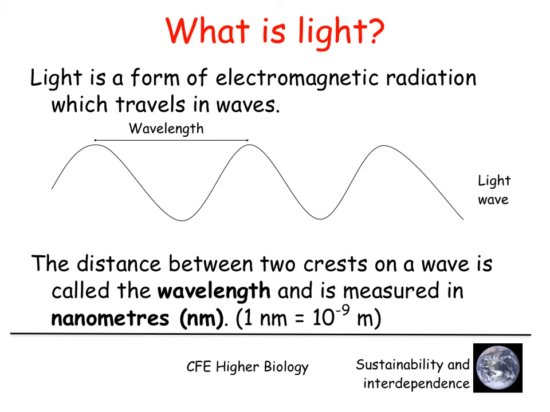Now, light is a form of electromagnetic radiation. It travels in waves, and here you'll see that I've got a diagram of a wave, and between this crest and this crest is what is known as a wavelength. So it is measured in something called nanometers. Now, different lights have different wavelengths.